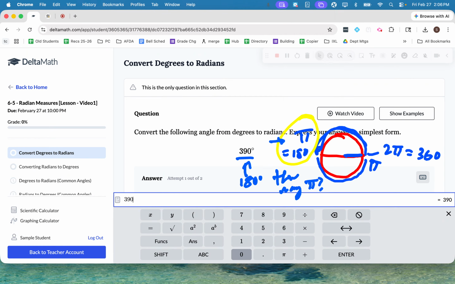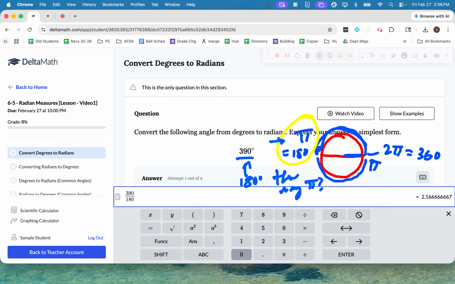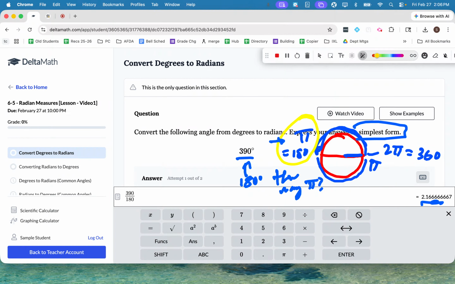390 divided by 180 is, well, it's this many pi. It's 2.1, and so on and so on. However, you've got to give your answer in simplest form, right? So that means no decimals, because it's not going to be accurate. Simplest form generally means fractions.